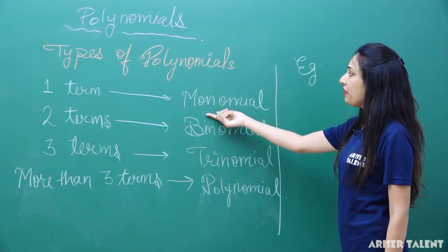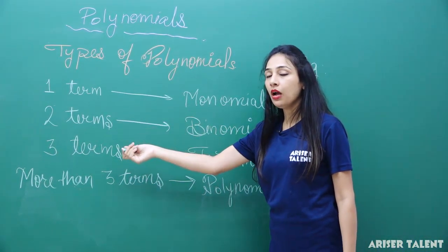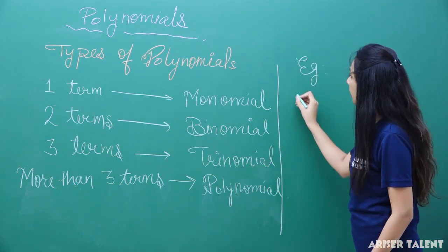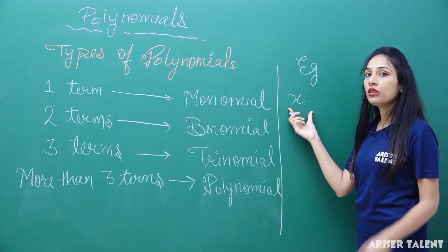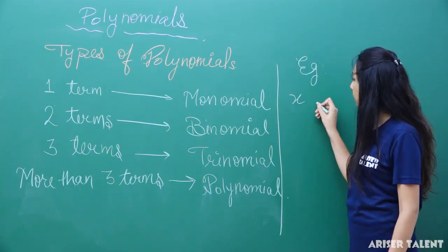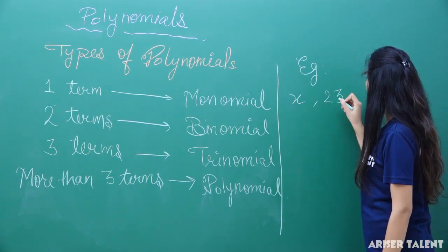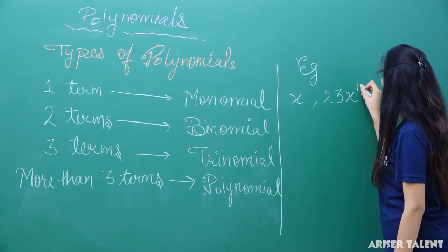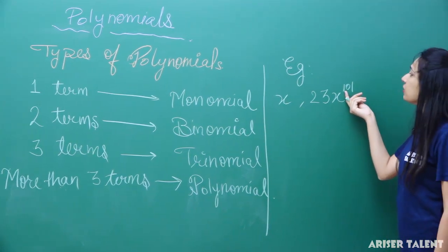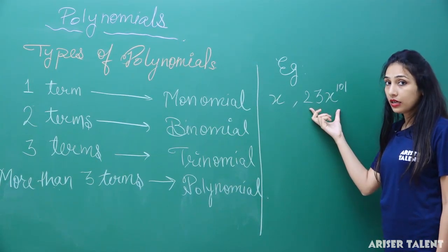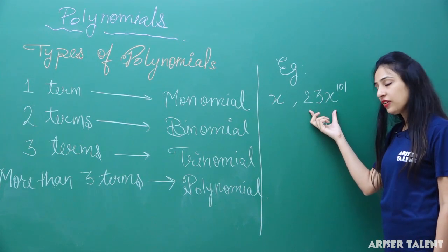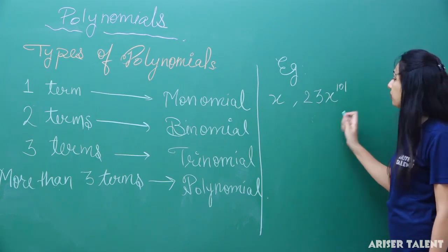First I am having monomial having only 1 term. What will be the examples? I will write simply x. Now it's having only 1 term. This is x. Okay. If I write 23 x raised to power 101, having 101 power is okay, but it's actually having only 1 term, right? So if it's only 1 term, yes, it is monomial.